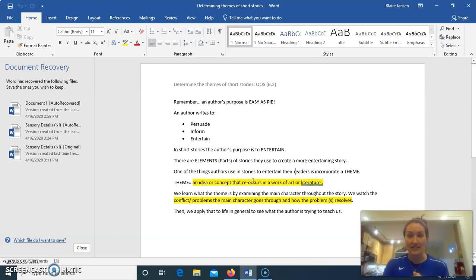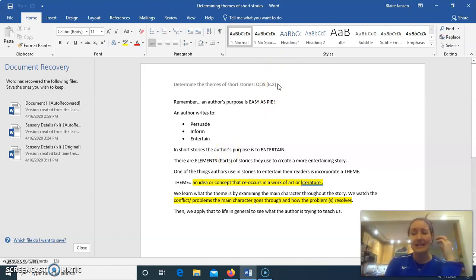If you haven't already done B2, determine the themes of short stories, which your code is here in front of you, QQS, then you should be doing that now using these notes. If you have already done this activity, then you are ready to go on to the next skill. So let's go ahead and take a look at B1, which is actually prior to B2. I don't know why they list it that way.